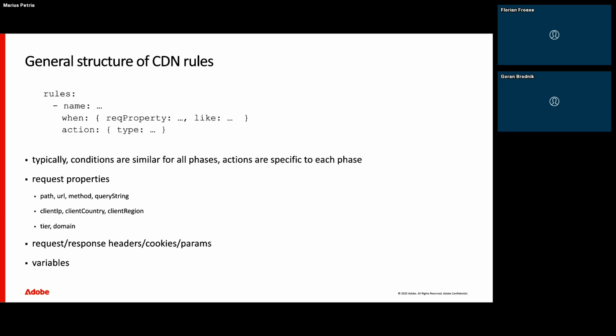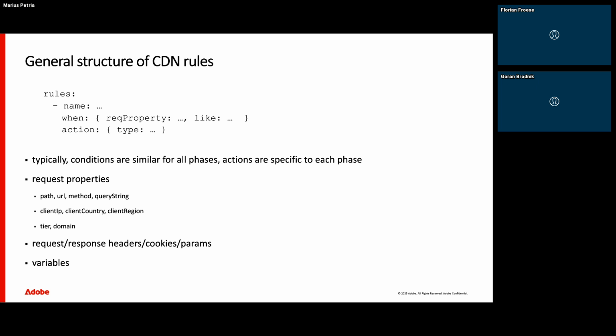The conditions are typically general in all phases. You can write conditions based on request path, URL, method, query string, things like that, or client IP, client country. So in all phases, you can write these conditions using these request properties. And you can have predicates like using regular expressions or exact match and so on.